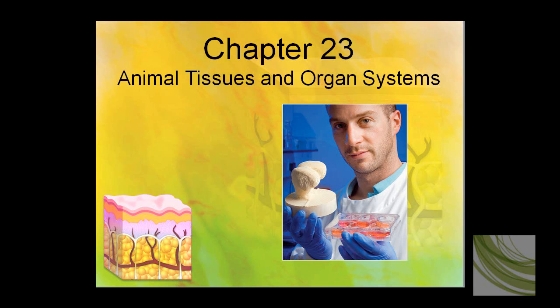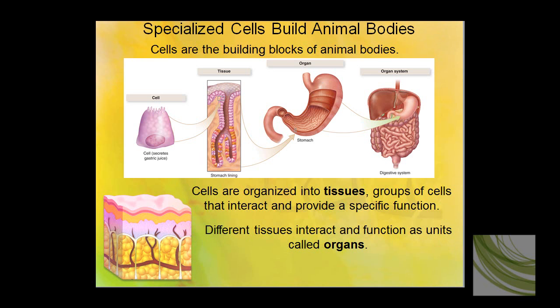Chapter 23, Animal Tissues and Organ Systems. Different cells build different parts of animal bodies. Now, all of our tissues are made up of cells, but cells can do different things. Groups of cells that do the same thing are organized into a level called tissues. All right? Different tissues interact and function as units called organs.